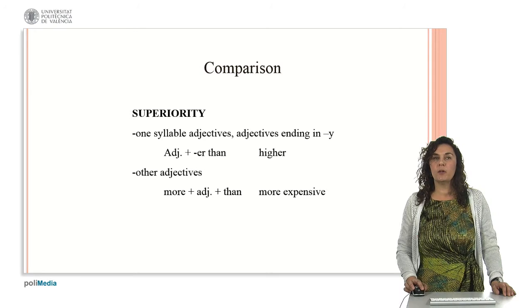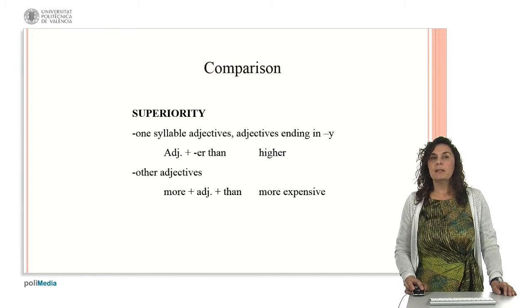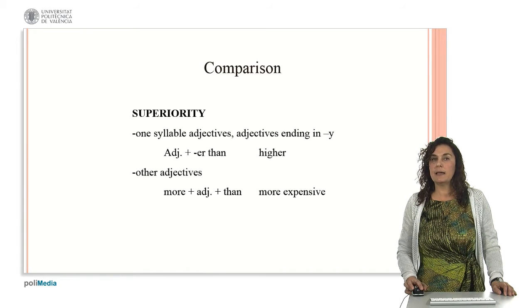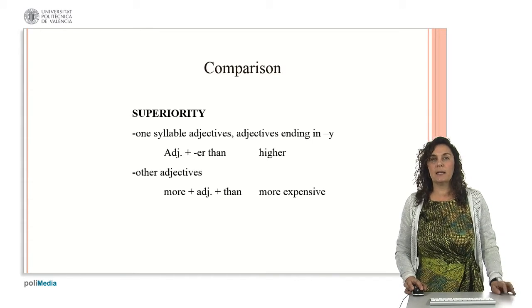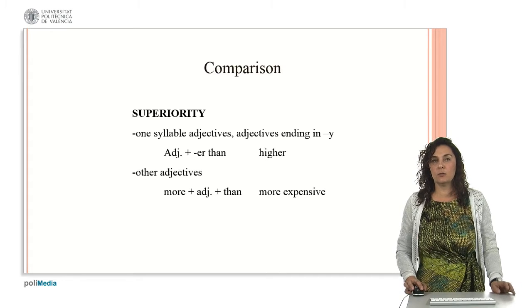If you want to express superiority, it depends on the adjective you are using. If this adjective has got one syllable, then you have to add er, than, to the adjective. Than is optional. You can use this particle than, or you can eliminate it. You can say this is higher, and that's all, right?